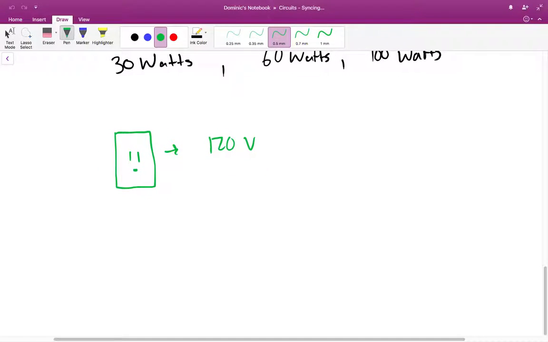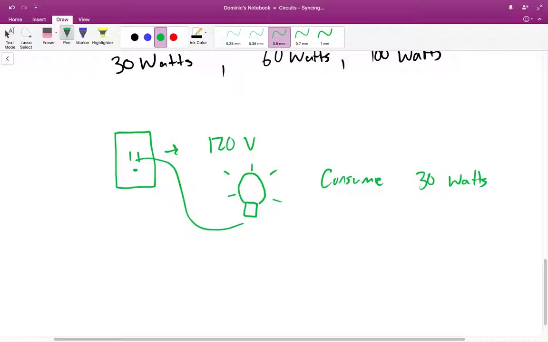But that rating, so let's say that we plug our light bulb in here. Okay, so we've got our light turned on. And this number that we see on the box when we buy a light bulb is the amount of power that that light bulb will consume if connected to 120 volts. So if we have a 30-watt light bulb, that means that it is going to consume 30 watts of power if it's connected to 120 volts.